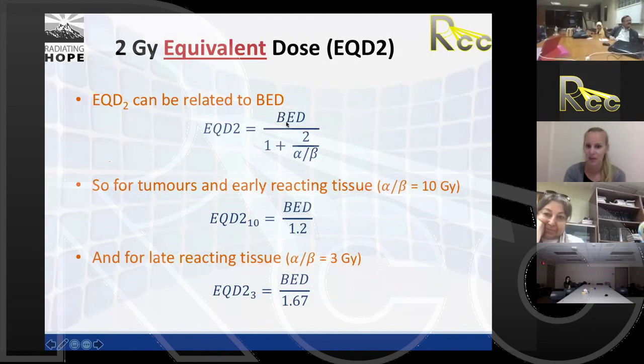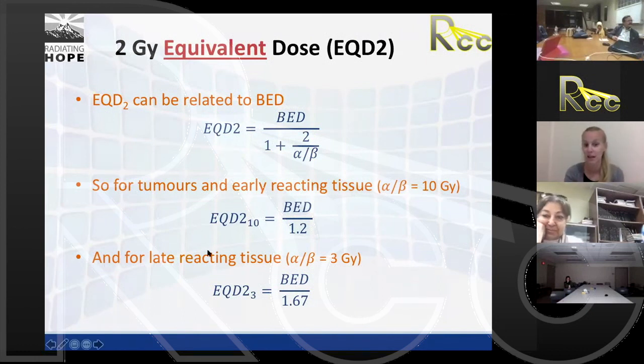So here's our equation here. For tumours and early reacting tissues with our alpha betas, we're always just assuming it's 10 gray. It might be 9.8. There's a lot of assumptions we make in radiobiology. But what you'll see is our EQD2 dose for an alpha beta of 10 is your biological effective dose over 1.2. So they're not the same. Your EQD2 is not the same as your biological equivalent dose. It depends on your alpha beta ratio.